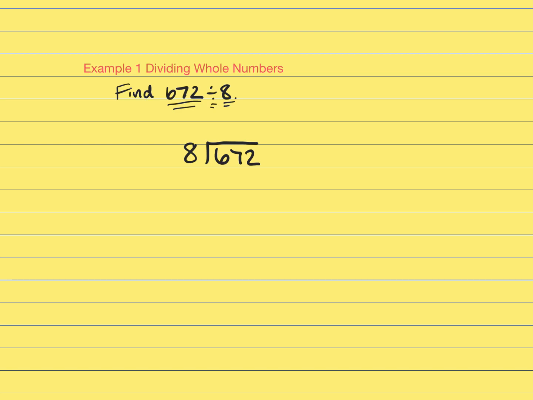So now we're just going to do what we normally would do, and we'd say, how many times does 8 go into 6? We have to remember it goes in there 0 times. 8 times 0 is 0. Subtract. Bring down. Okay? Now, we have 67.